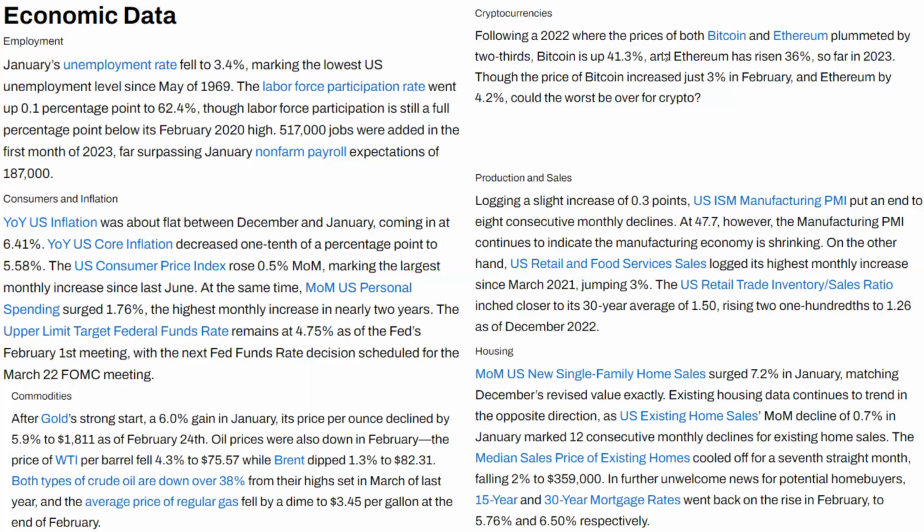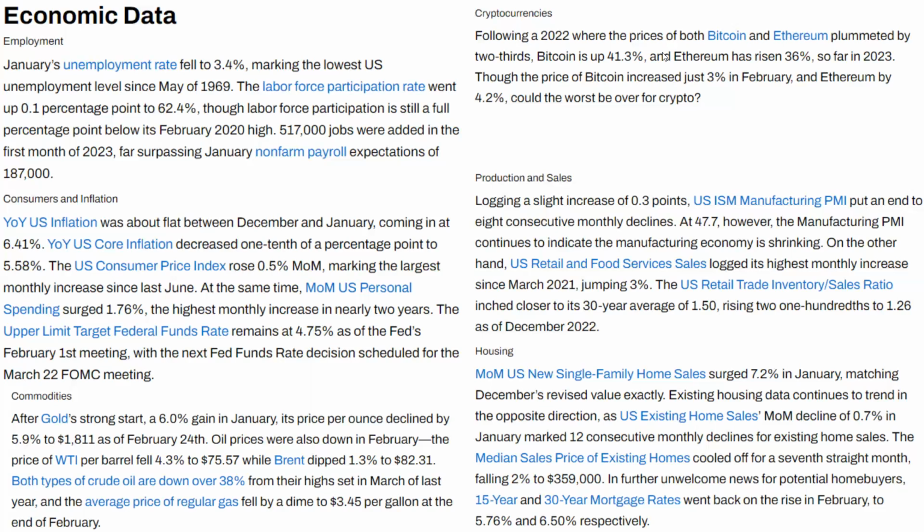Moving on, we have production and sales logging a slight increase of 0.3 points. The U.S. ISM manufacturing PMI put an end to 8 consecutive monthly declines. That was a big deal as well. At 47.7, however, the manufacturing PMI continues to indicate the manufacturing economy is shrinking.